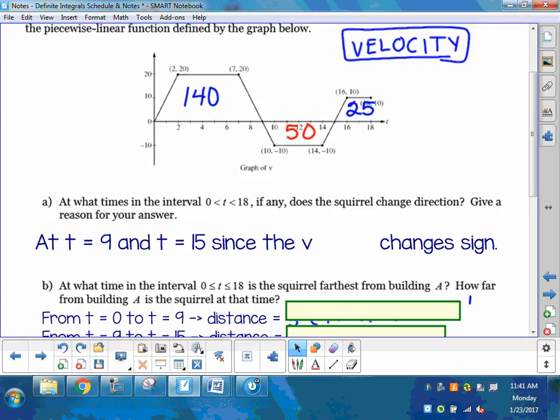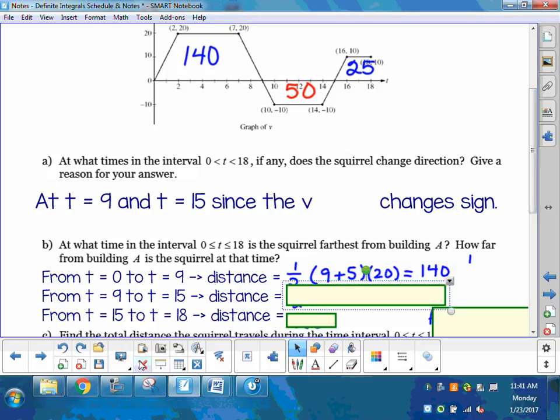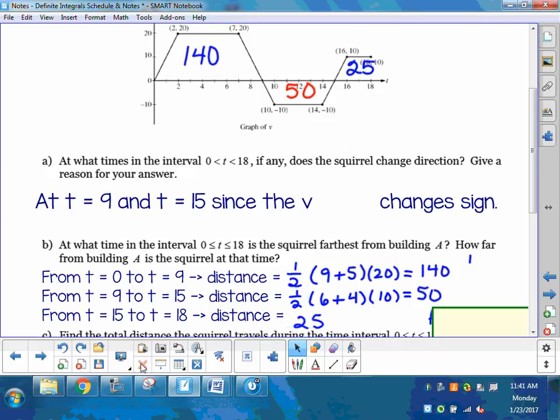Now, looking at what's there, let's answer these questions. So from 0 to 9, the distance that they are away is 140. Here's the algebra as to why the values are. So, at what time is it furthest away from the building? Who can tell me at what time? Keep a tally going. When is this furthest away? We got 1, 2 of us? 3?